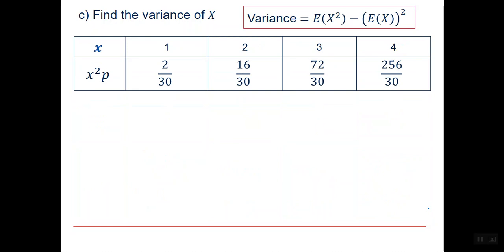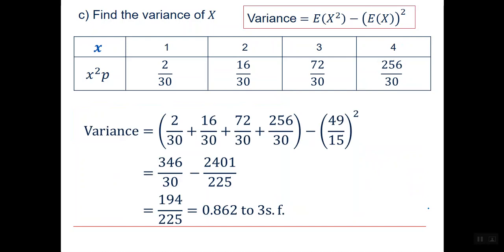So here's that section of the table written out neatly. In order to find the expected value of x squared, we need to sum all of these values together. That's what this part here represents. This is the expected value of x squared. And remember, this was just our expected value that we got in part B. So we calculate this and we end up with a variance of 0.862, to 3 significant figures.